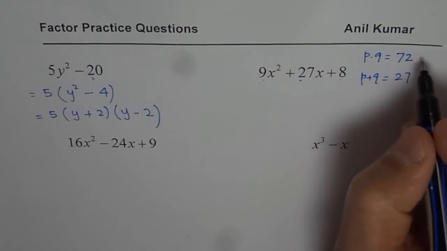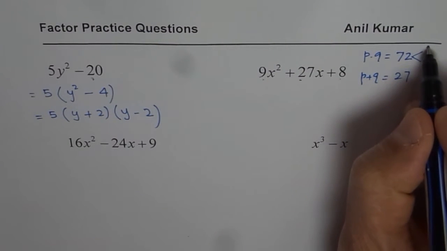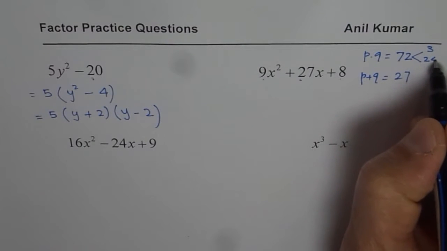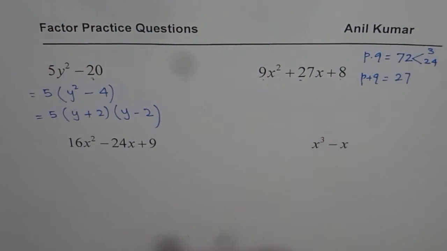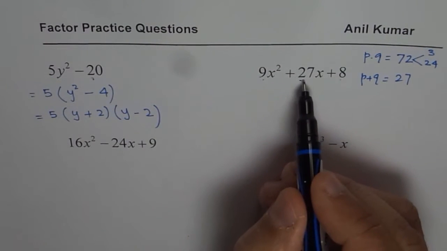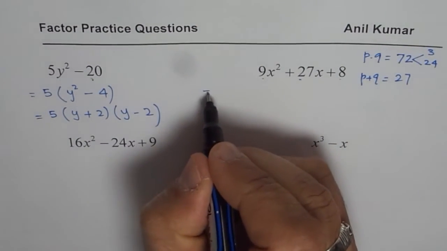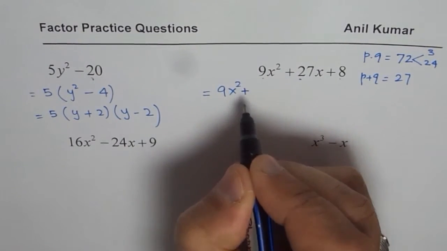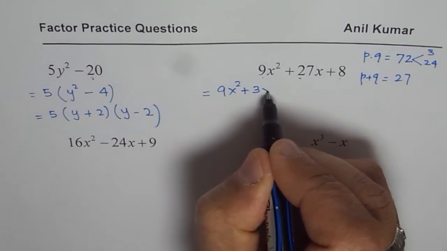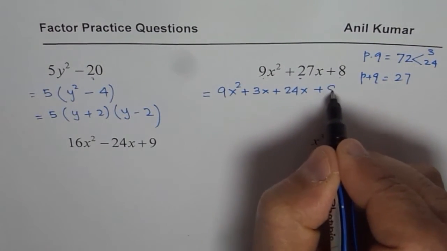Well, they are all positive. The numbers, positive numbers, which will give us this result is 3 and 24. Right? 3 plus 24 is 27. When you multiply, you get 72. So we'll split 27 as sum of 24 and 3. So we can write this trinomial as 9x squared plus 3x plus 24x plus 8.